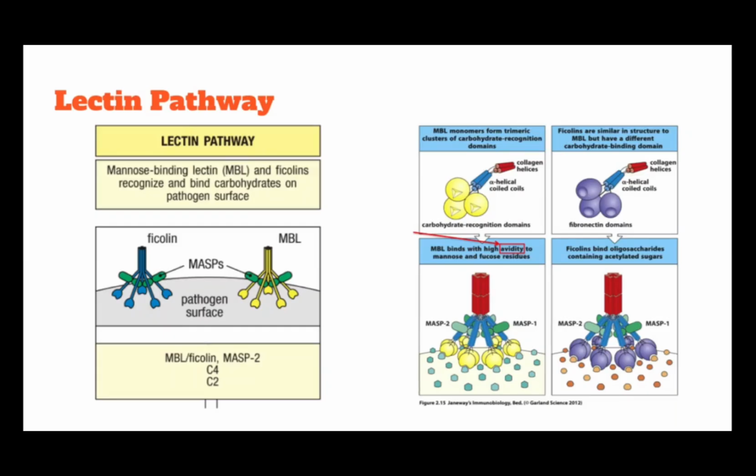Hi, my name is Malia, and I will be going over the lectin and classical pathway. So this is the lectin pathway. It starts with the ficolin and the MBL, with the MASPs kind of in there. And basically, these bind to the surface of pathogens because they have a high avidity to the carbohydrates, like mannose, as you can see right here. And although they have different structures, they do basically the same thing, which leads to C4 and C2 being cleaved.